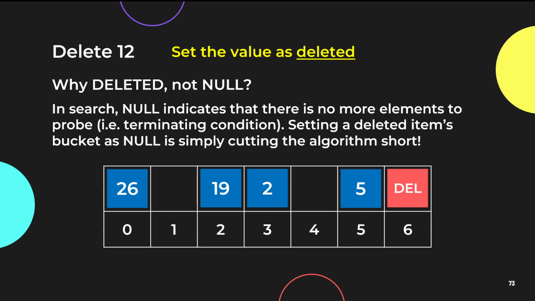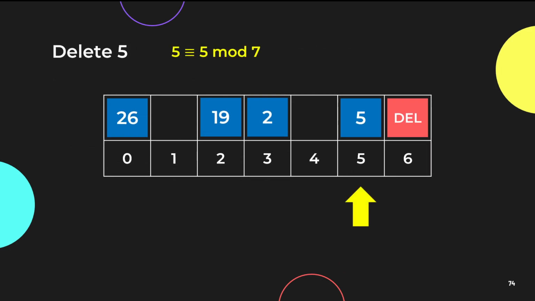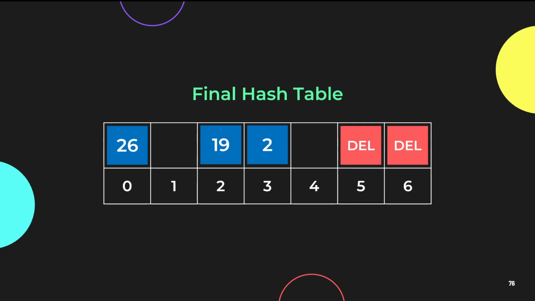No? Okay. Now, last one, easy. What happens if I delete 5? Just delete it, okay? So if I delete 5, then this will just be marked deleted. Okay? Any questions?